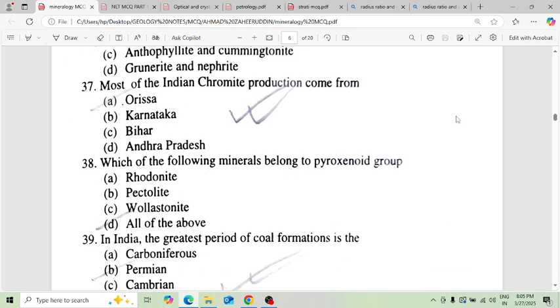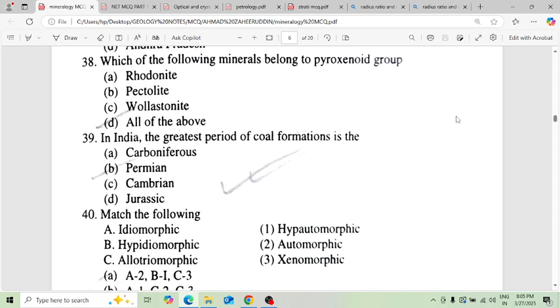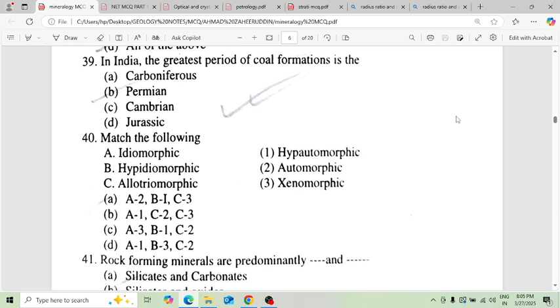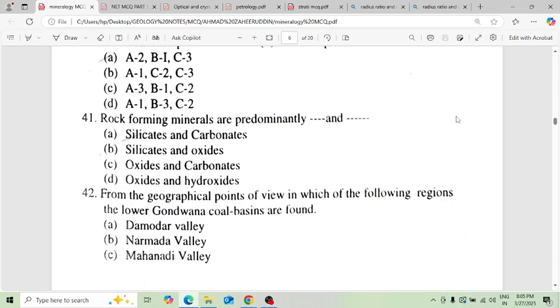Which of the following minerals belong to the pyroxenoid group? Rhodonite, pectolite, wollastonite. In India, the greatest period of coal formation is the Permian. Then we have match the following. Idiomorphic is automorphic. Hypidiomorphic is hypautomorphic. Allotriomorphic is xenomorphic. Rock forming minerals are predominantly silicates and carbonates.